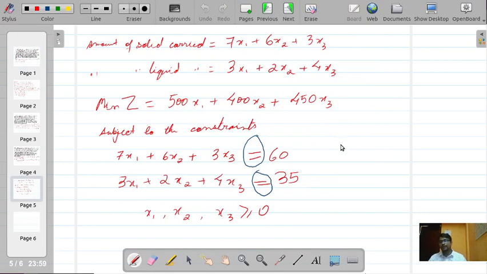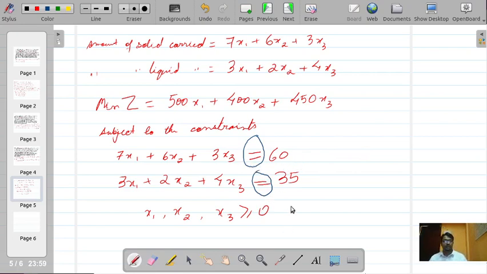It's not necessary that you always have greater than or equal to or less than or equal to. You can have equality constraints as well, so that's not a problem. In fact, we'll see in the simplex method and big M method how to solve LPPs having these equality constraints.